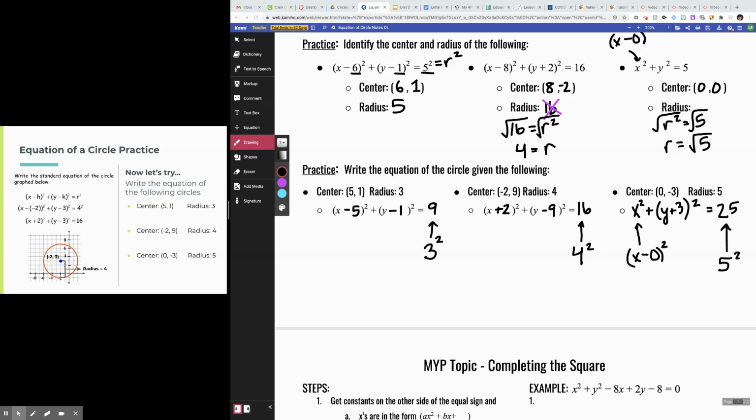Okay, for the second one, I have x plus 2 squared and y minus 9 squared equals 16, because 4 squared is 16. Notice that I have plus 2 there for x, since the original number in the center was a negative number. Okay, and then my last one here is just plain old x squared. I don't have a number associated with it because the center is at 0. I wrote underneath for you here the expanded version, but really this is the most proper way to write it. So I have x squared plus y plus 3 squared, since it's negative 3 inside the center, equals 25. 25 is 5 squared, all right?